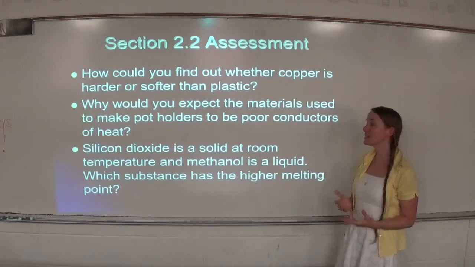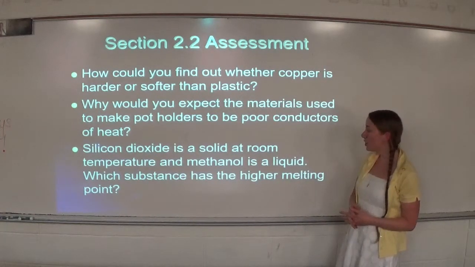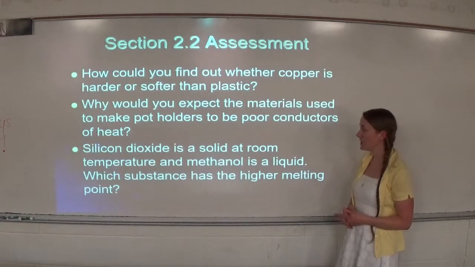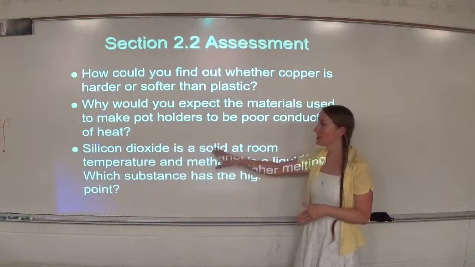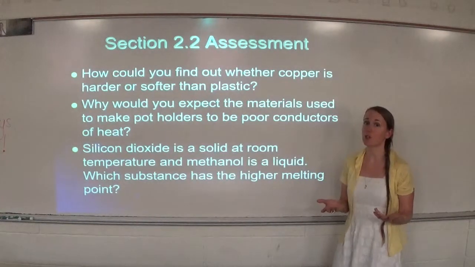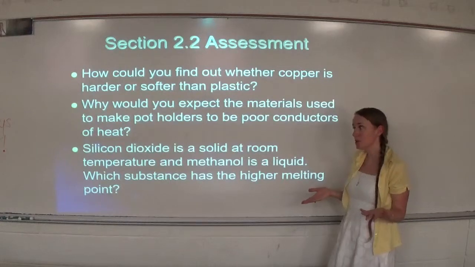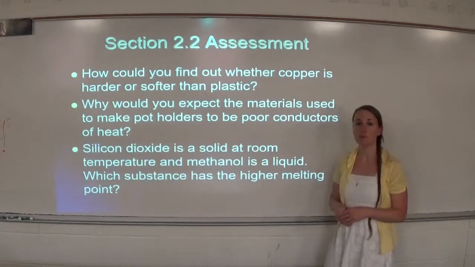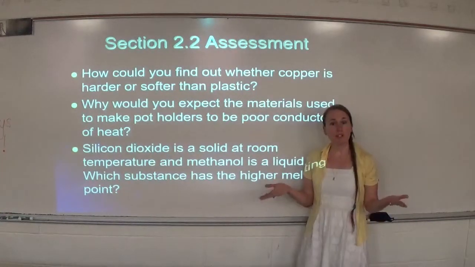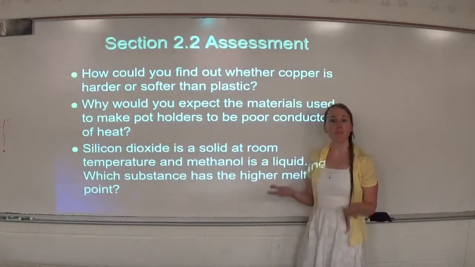Silicon dioxide is a solid at room temperature, and methanol is a liquid. Which substance has the higher melting point? Okay, well, methanol is already a liquid, so that means it's already melted, whereas silicon dioxide is still a solid, so we need to heat it to make it melt. So silicon dioxide would have the higher melting point of the two. All right, so hopefully you understand now a little bit more about physical properties.